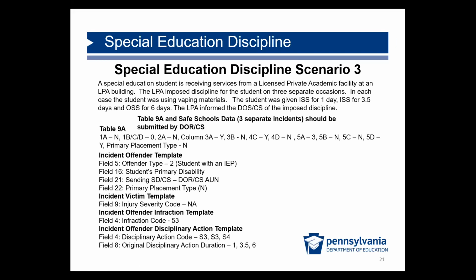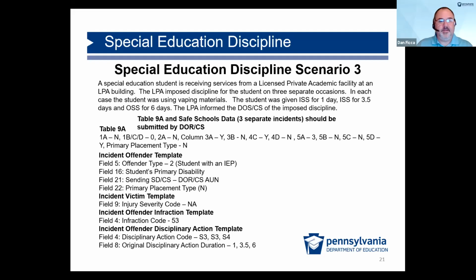Dan, there are 2 questions about APS above that question. Yeah, I got to those already, I think. APSs don't report in safe schools. They should be notifying the district of residence or charter school if there's any discipline, and then you as the district would enter that on table 9A and get all the information you need to enter it into safe schools.